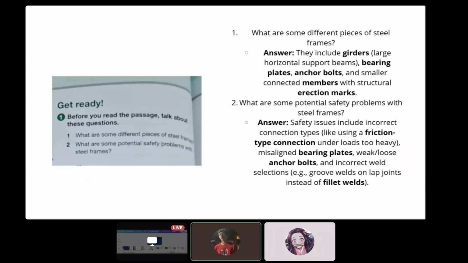The answer is they include girders, bearing plates, anchor bolts, and smaller connecting members with structural erection marks. Question number two, what are some potential safety problems with steel frames? The answer is safety issues include incorrect connection types, like using a friction type connection under heavy loads, metallic bearing plates with oversized holes and short bolts, and incorrect weld selections, such as groove welds on lap joints instead of fillet welds.